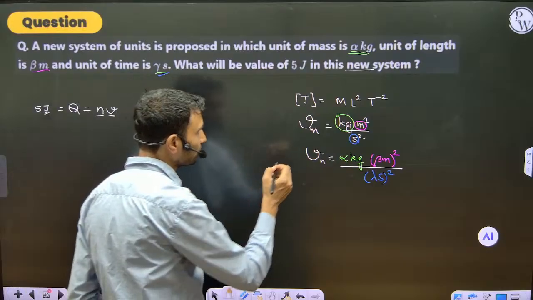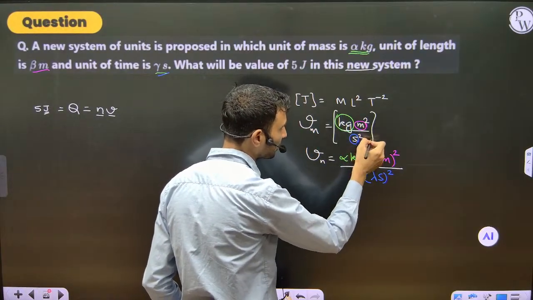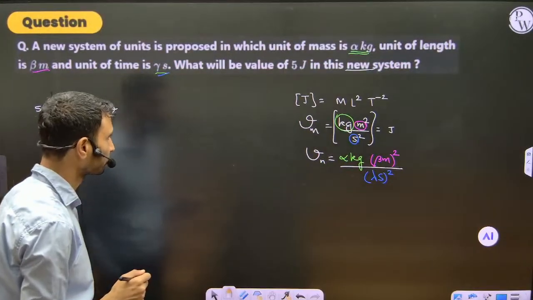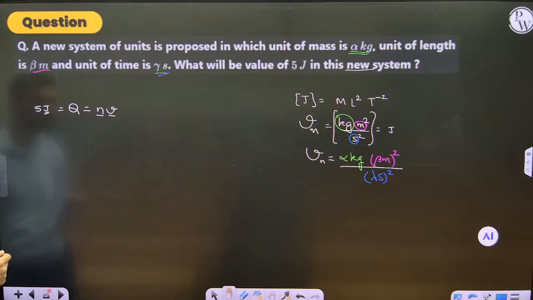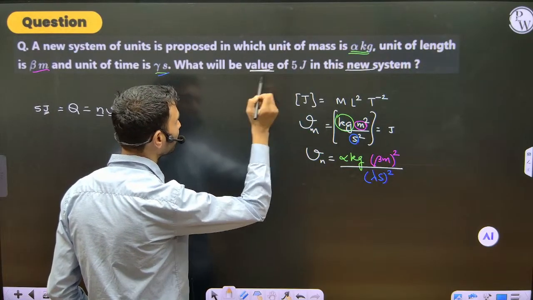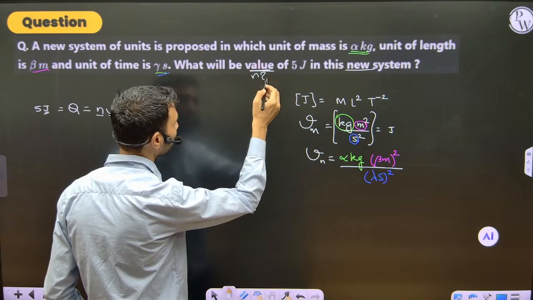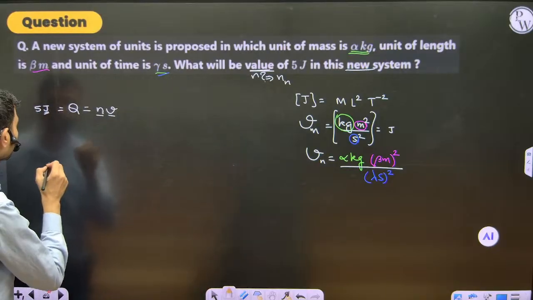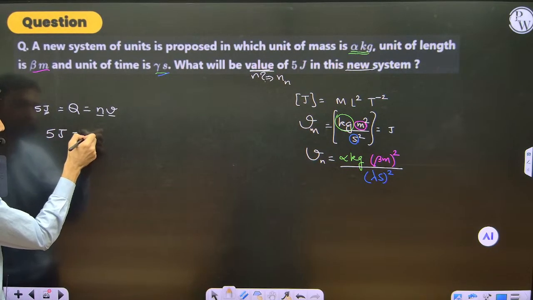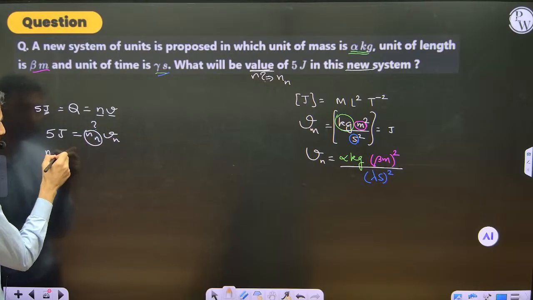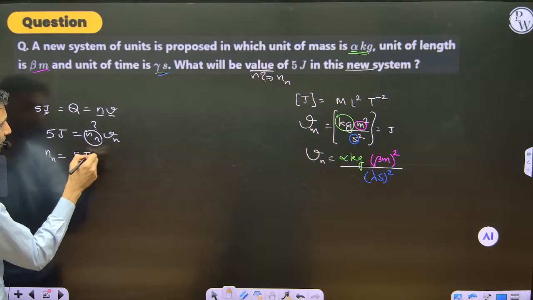And what is this equal to? Kg meter square per second square. That is nothing but the energy unit, that is joule, right? And we have to find the value of 5 joule in the new system. Value means numerical value you have to find out, which means N in the new system, Nn. So 5 joule is equal to Nn into Un. So Nn is 5 joule divided by Un.